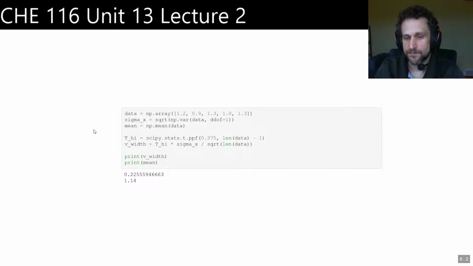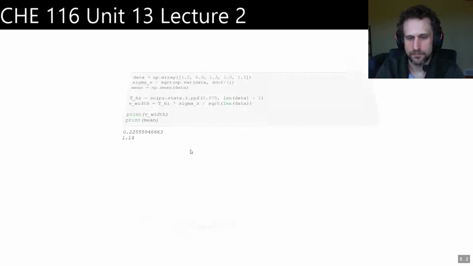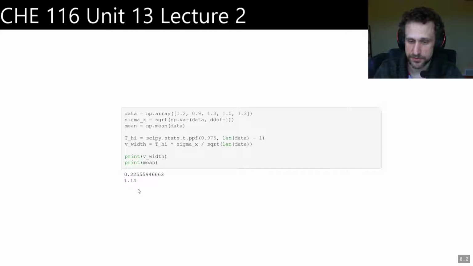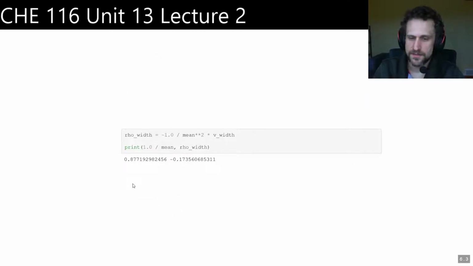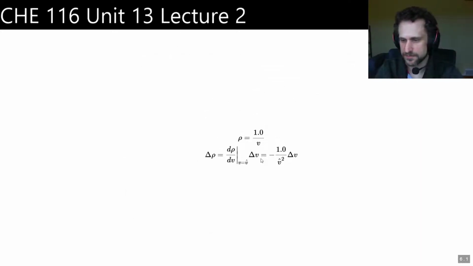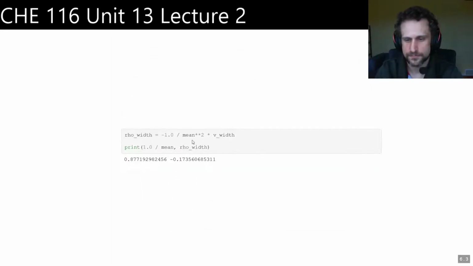So again, I compute my confidence interval of the volume using the values that were given, and we find that our volume is 1.14 plus or minus 0.22. Then to get the uncertainty in the density, I take minus 1 over the mean squared. So I have to plug in my estimate for the volume, my v hat, to evaluate this first derivative. So I use my sample mean, and then multiply that by the confidence interval width. So my density is 0.88 plus or minus 0.17.